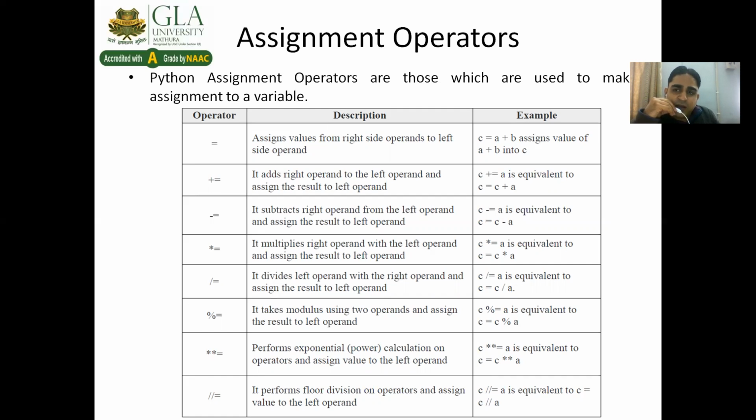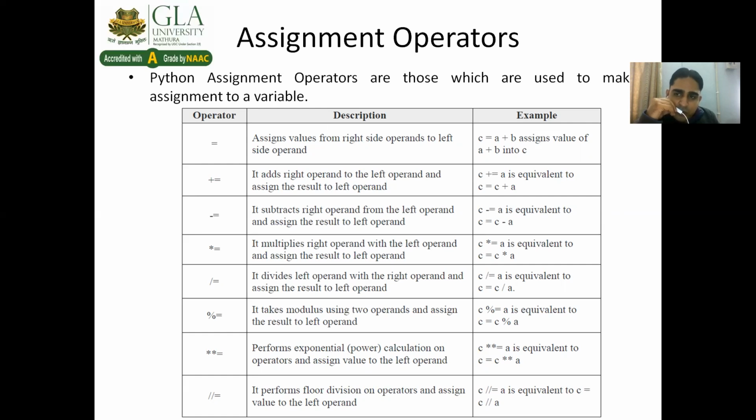But on the left hand side you are going to have only a single variable. You are not going to have any operator on the left hand side, though in the shorthand you can use that. Like if you want to assign a plus b to c, you are going to write c equal to a plus b. However, a plus b equal to c would not give you the correct syntax, right?